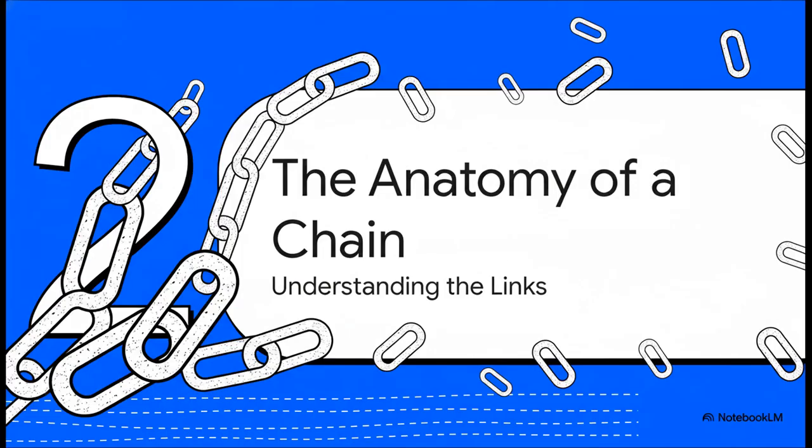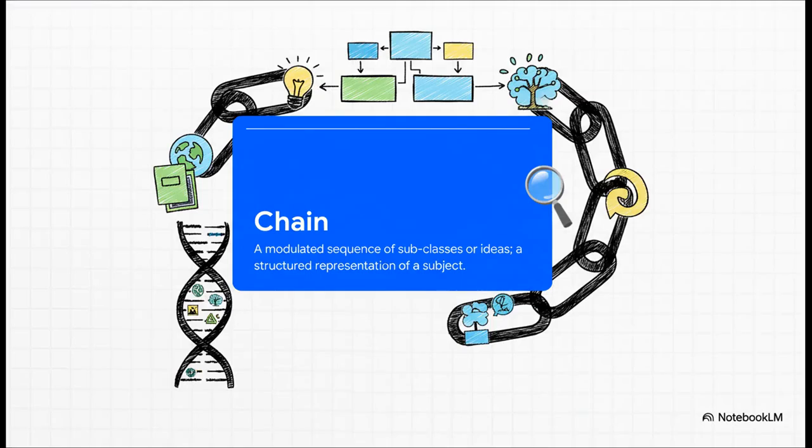Okay, so we keep using this word chain. What exactly is a chain in this context? Let's break down its fundamental parts, which we call links. At its heart, a chain is just a structured way of looking at a subject. It's a sequence of ideas that goes from the very general to the very specific, and it's all derived directly from the subject's class number. You can almost think of it as the subject's DNA.